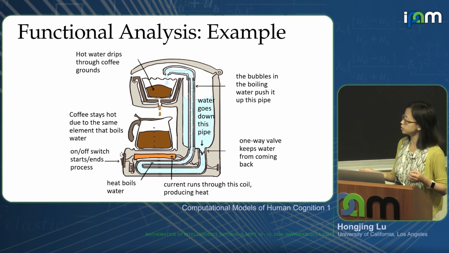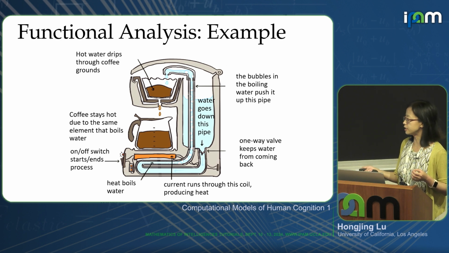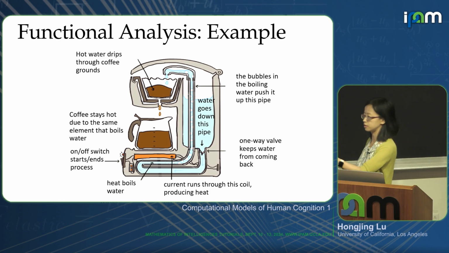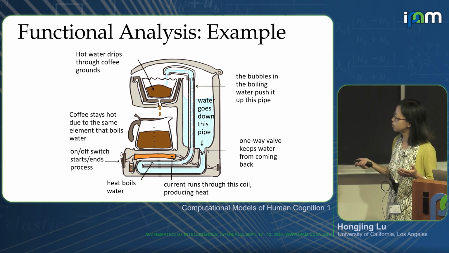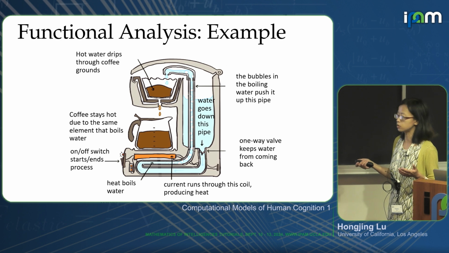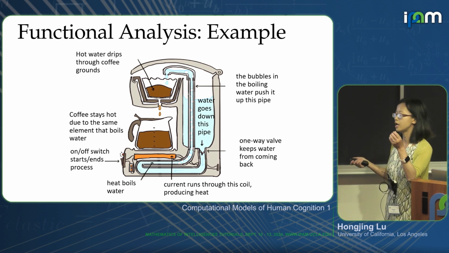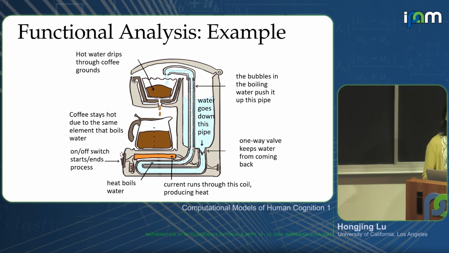But sometimes we also have the same component working for 2 different functions. For example, this coil. This coil can help us boil the water. But meanwhile, this coil also has a secondary function to help us keep the coffee warm.